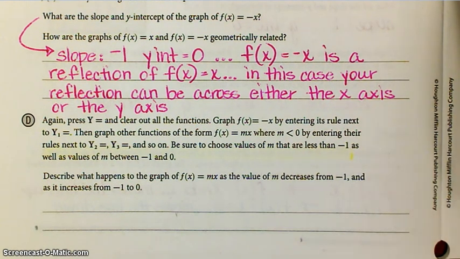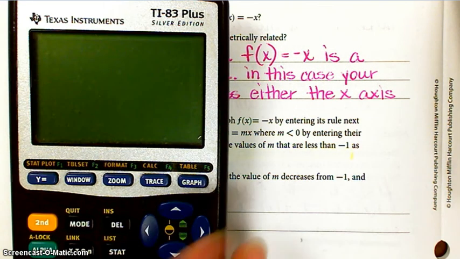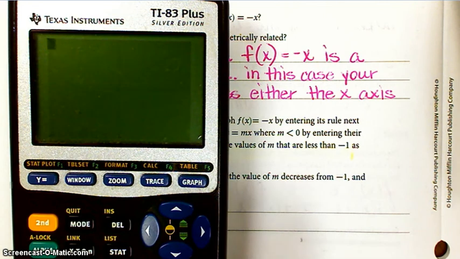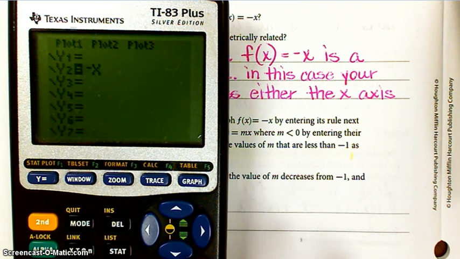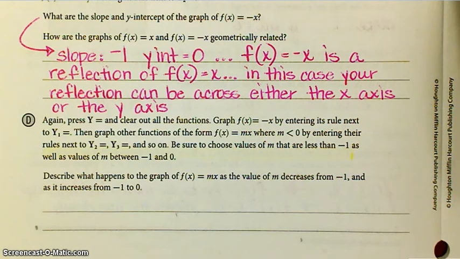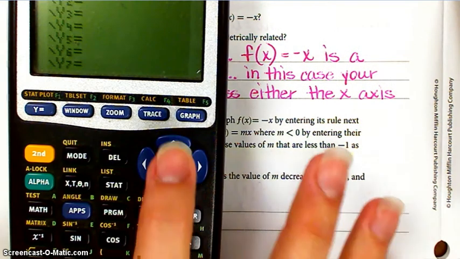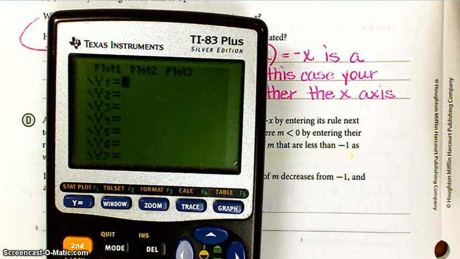It says, again, press y equals and clear out all of the functions. So I'm going to go to y equals, clear that, and clear this also. And then it says to graph f of x is equal to negative x. So that's going to be our first function in the list this time. Remember to hit your negative button, not the minus sign. f of x is equal to negative x.